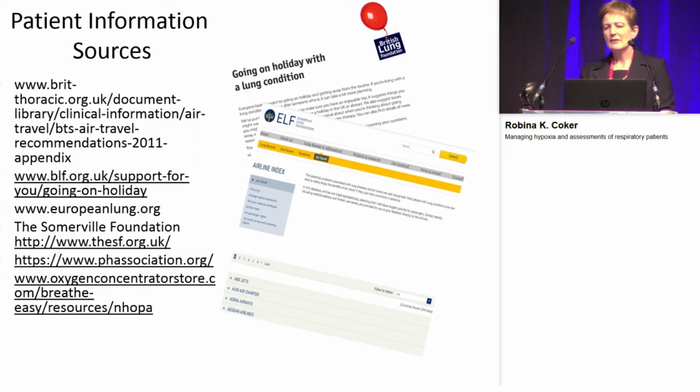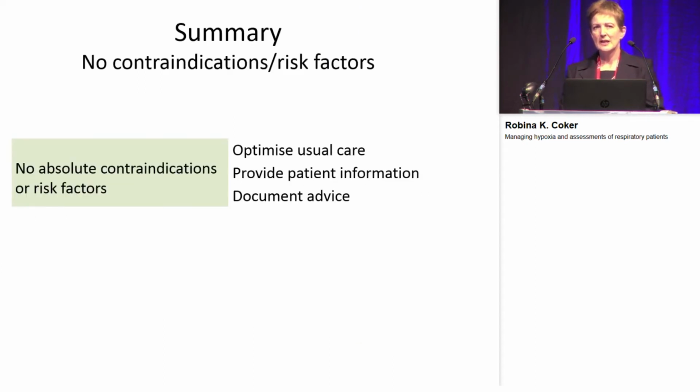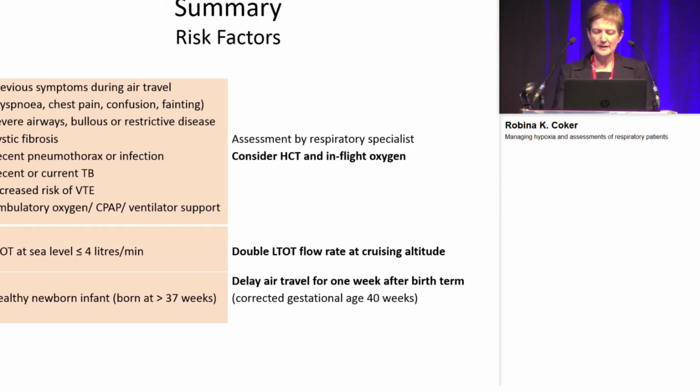So just in summary, if there are no contraindications, this is an opportunity to optimise usual care, provide patient information and document advice. If patients do have risk factors such as previous problems during air travel, severe disease, recent exacerbations, or they already have requirements for oxygen or ventilator support at sea level, then they should be assessed, and you might want to consider hypoxic challenge test. If they're already on LTOT at sea level, less than 4 litres per minute, double the flow rate at cruising altitude, healthy newborn infants should wait for a week. Absolute contraindications: TB, pneumothorax, major hemoptysis, very high flow rates of oxygen at sea level.